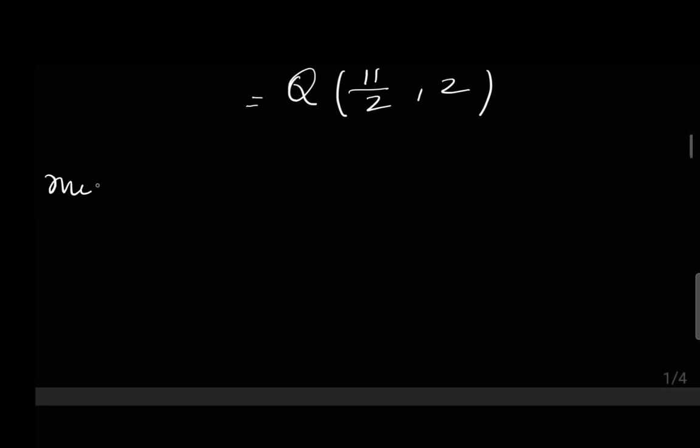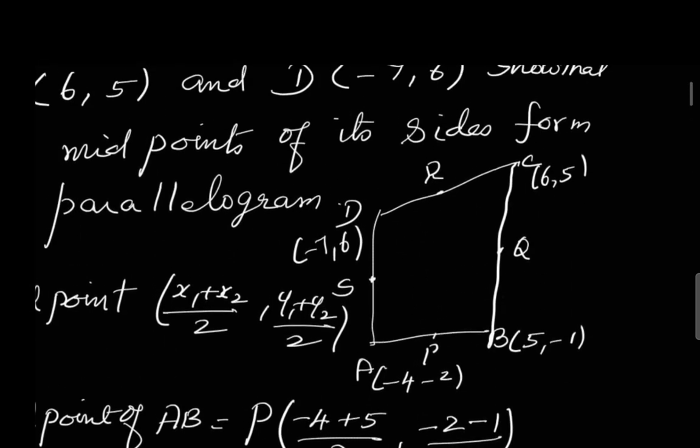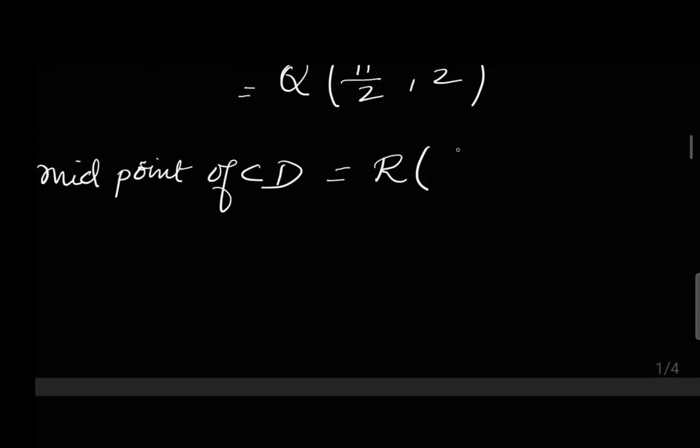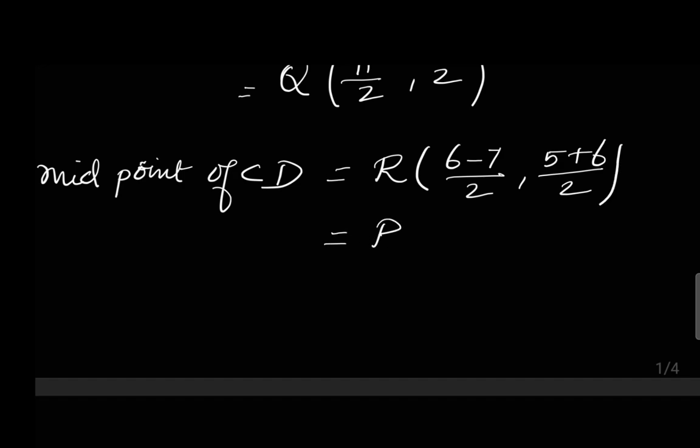Next side, the midpoint of CD, which we mark as R. Take C (6, 5) and D (-7, 6). 6 minus 7 by 2, comma, 5 plus 6 by 2. So R is minus 1 by 2, comma, 11 by 2. This is your R.